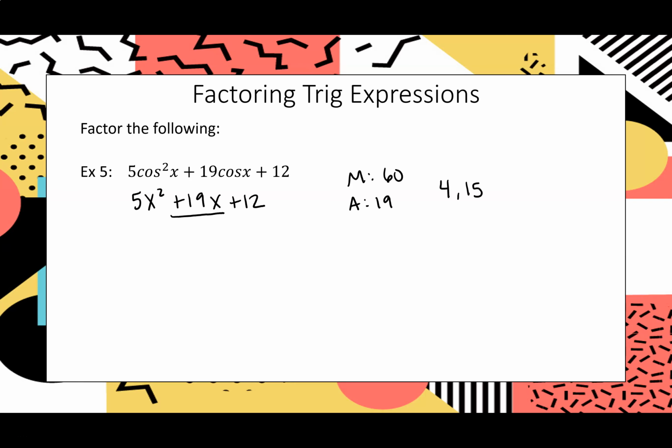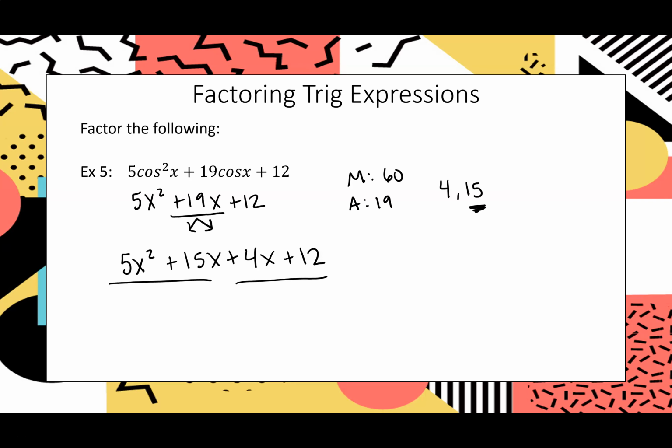So I'm going to go ahead and split this up. This is going to give you 5x squared. My 19x, I'm going to write the 15 first. Doesn't that make sense? That has more factors with 5 than 4 does. So I'm going to write plus 15x plus 4x plus 12.